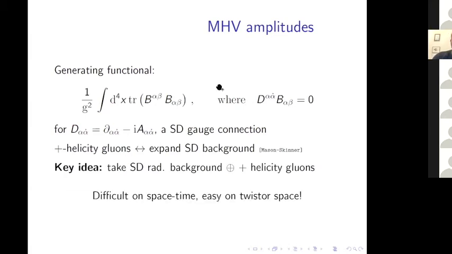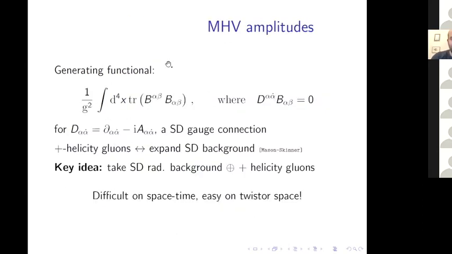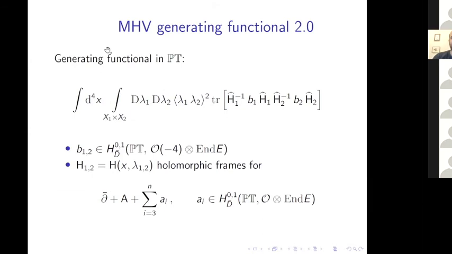The key idea is that we want to take this self-dual gauge connection in this generating functional, write it as a piece that's a fixed, non-perturbative, self-dual radiative background, and then a piece that's composed of a bunch of positive helicity gluons propagating on that background. Now, doing that is really difficult on space-time. In fact, I don't know of any successful calculation that does that on space-time, but it's actually easy on twistor space because everything in twistor space is just boiled down to these holomorphic frames. So that generating functional I wrote here, you can lift it to twistor space using the twistor correspondence.